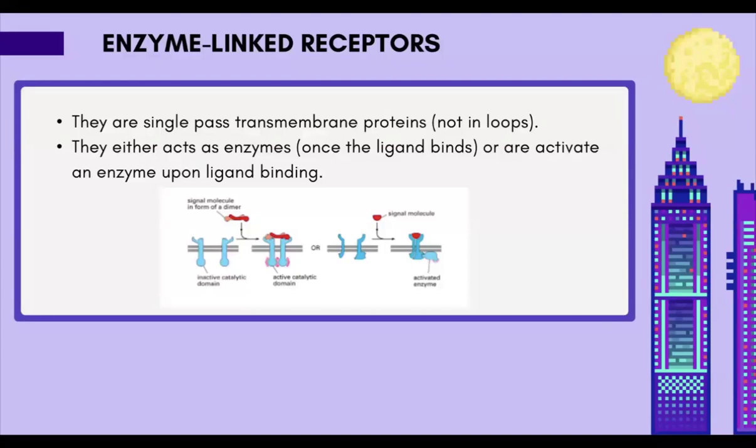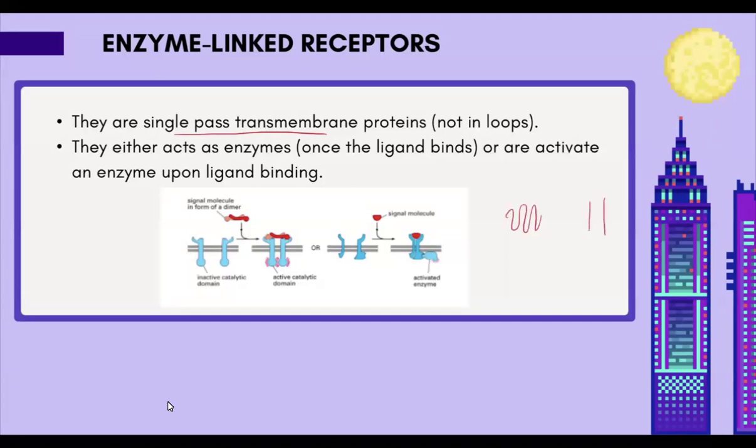So there's something called enzyme-linked receptors, and as the name suggests, they have enzymatic activity. So how that works is either the receptor itself is an enzyme or it activates an enzyme nearby. And they are single pass transmembrane proteins. What that means is they're not like the G protein coupled receptors, which have 7 loops. They just have one single loop like this.